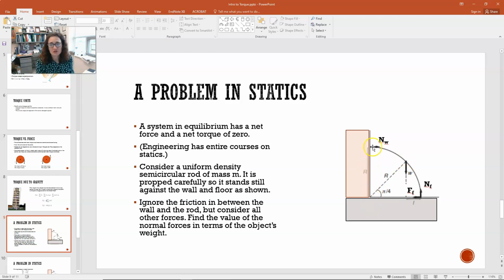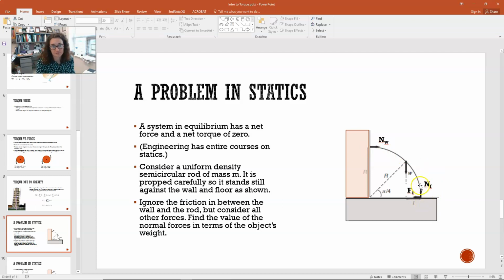Now, I'm also going to have the normal forces between the rod and the wall and between the rod and the floor. Those I've indicated as N_W and N_F for wall and floor here in the drawing. The normal force between the rod and the wall will be pointing straight to the right, because the normal force is always perpendicular to the surface. Now, the normal force between the rod and the floor is going to be pointing straight up, and I've indicated that down here.